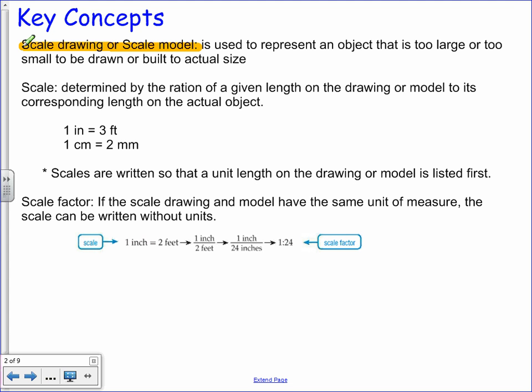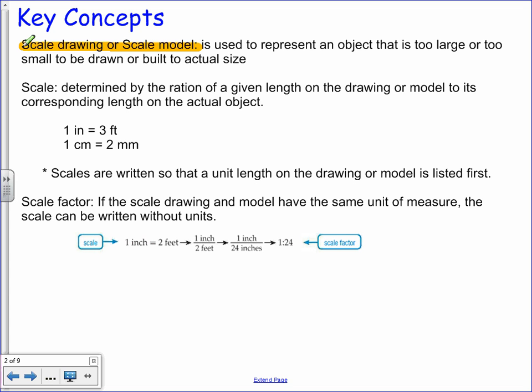You can't draw the house that you're in right now on a piece of paper, right? So you have to scale it down to a size that is easy to work with. Or if you have something really, really small, let's say like an atom or a molecule, and you want to be able to see what is inside, you increase it to a bigger size. And if you want to keep it really accurate, you use scale drawing or scale model.